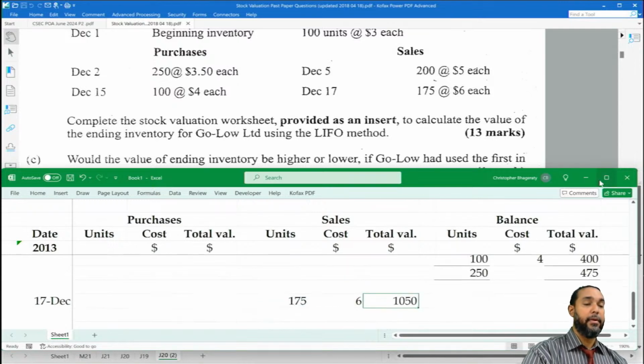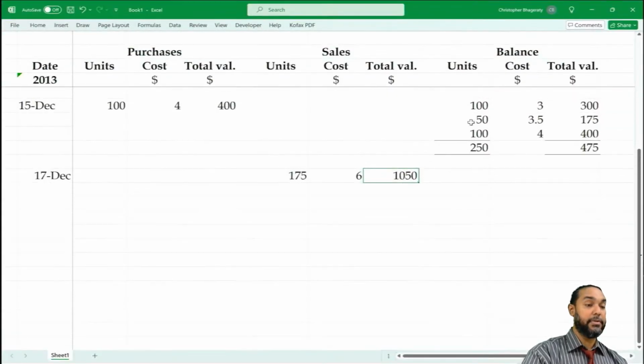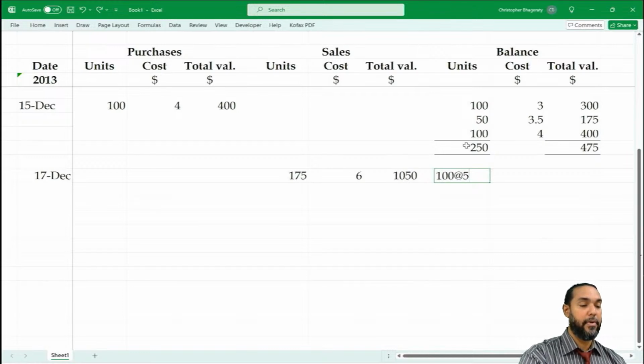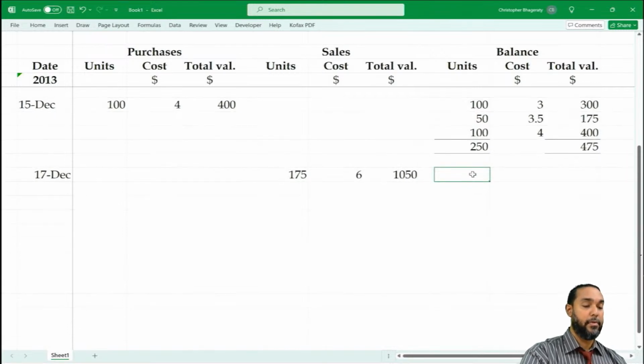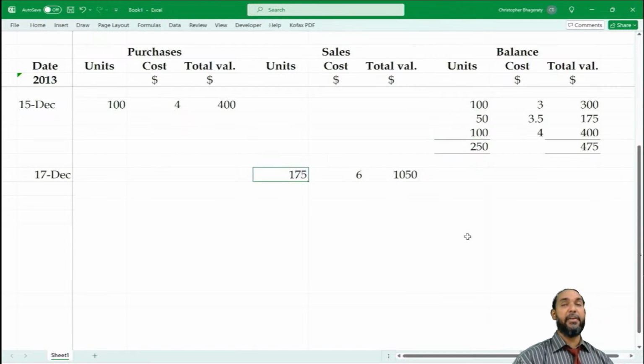Right, so now, when time comes to break down what our stock comprises of, we sold 175, right? If you take 250 and minus 175, you have 75 left. The question is, in which batch will it come from? What method are we using, FIFO, LIFO, AFCO?